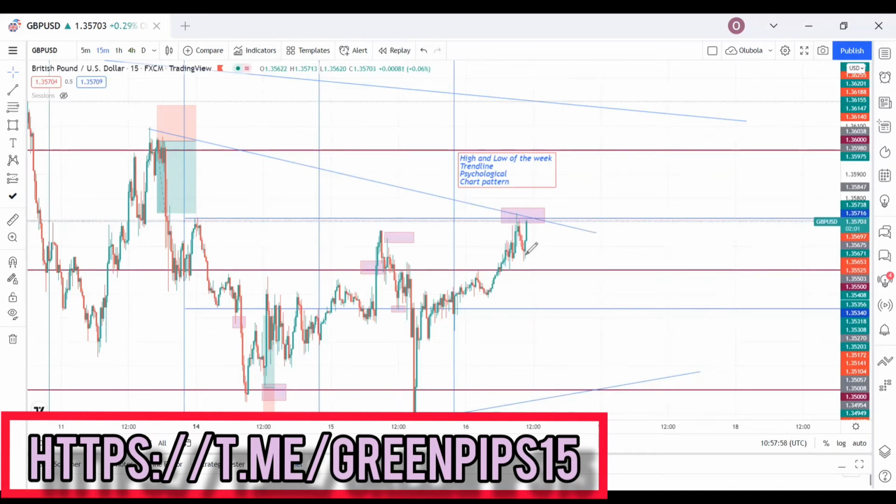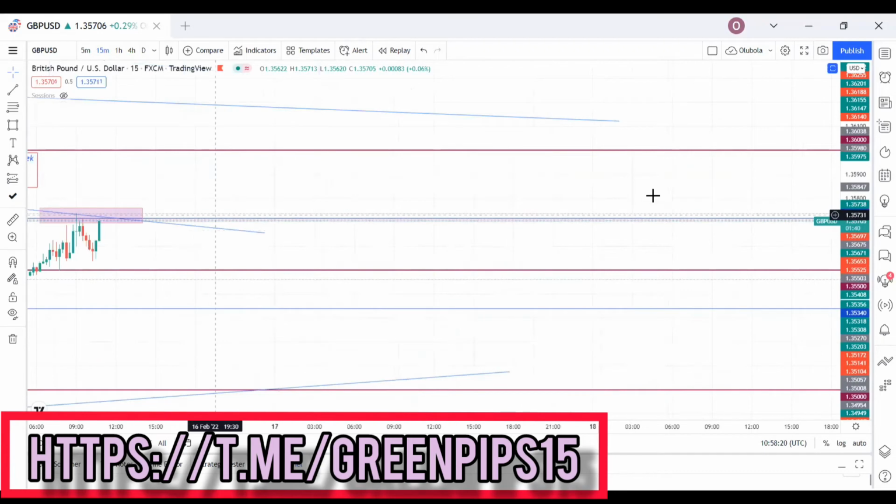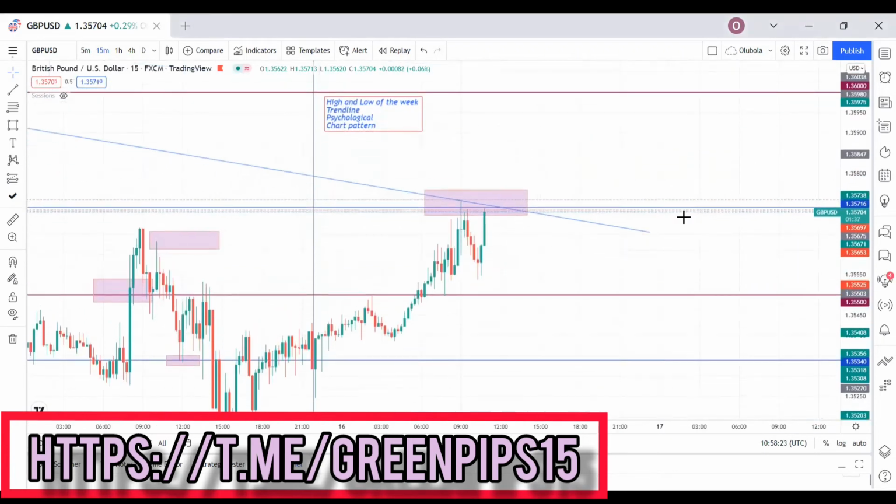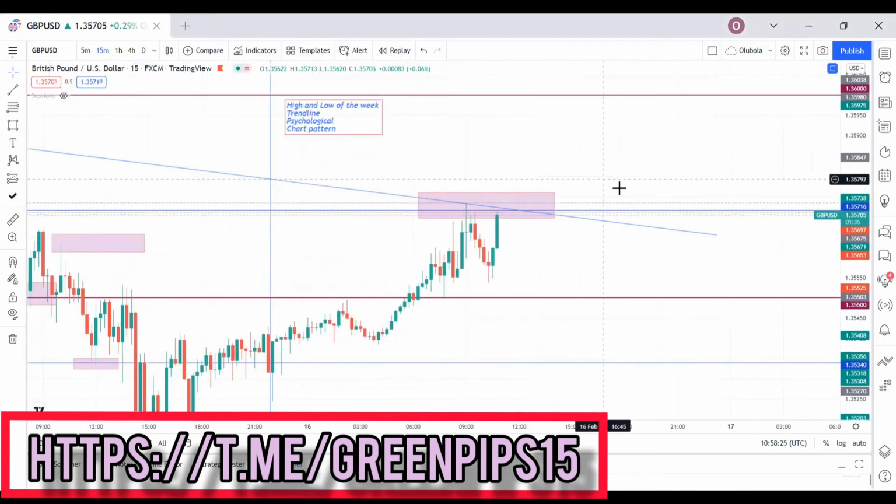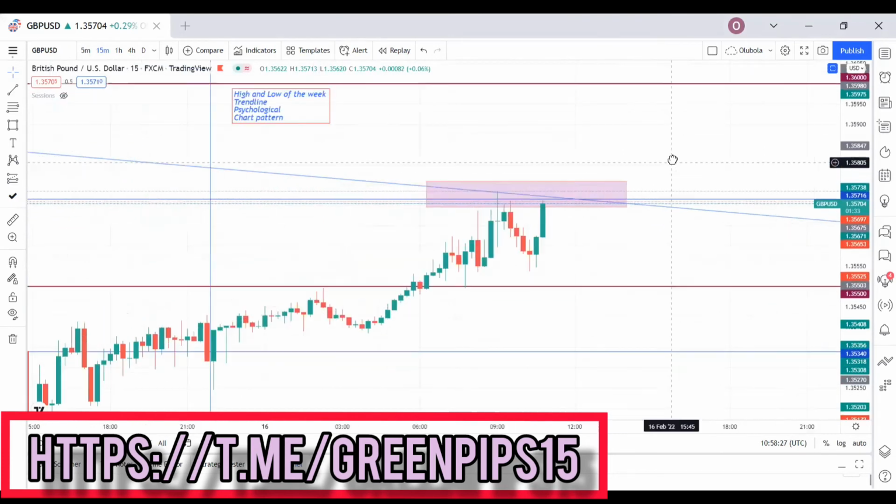So, despite the fact that everything is intact, I still have to consider the candlestick. This is what gives me the go ahead. The chart pattern is what gives me the go ahead. But look at this candle now. It's still not looking like a weak rejection.